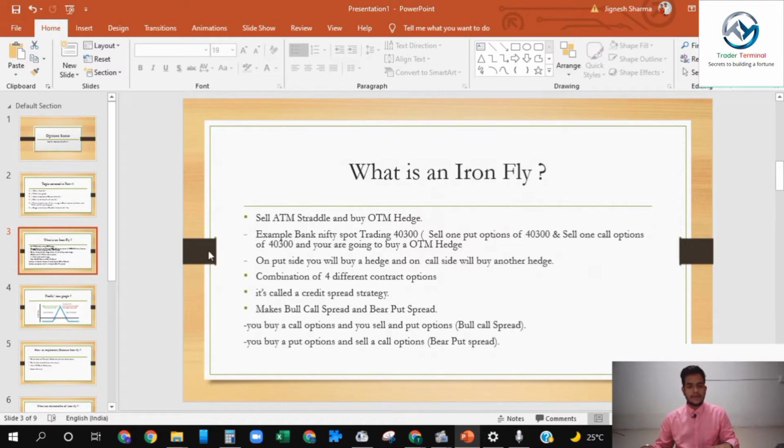It's a combination of 4 different options contracts. It's called a credit spread strategy. It makes a bull put spread and a bear call spread. Why do we call it a bull put spread? Because you buy one put option and you sell one put option. And a bear call spread is because you buy a call option and sell a call option. All right, I hope you understand.